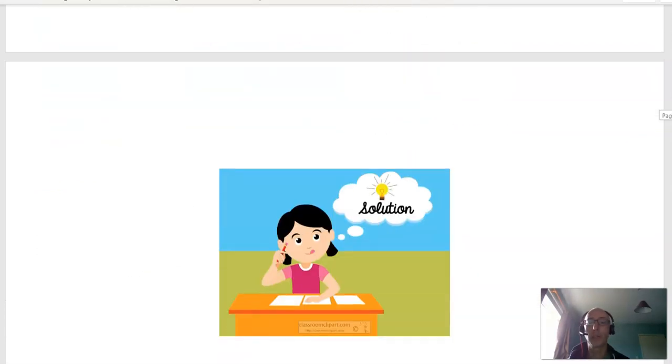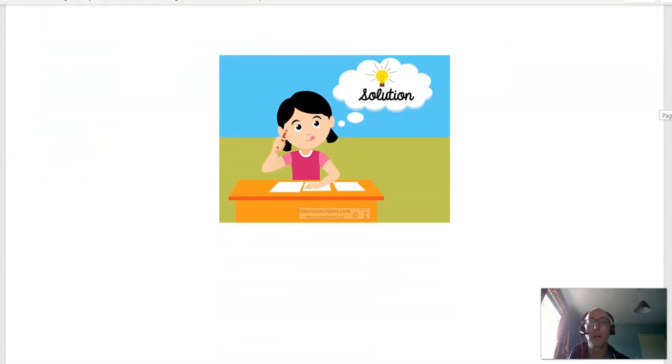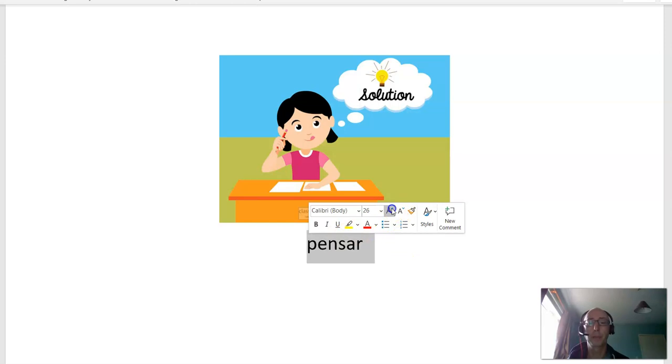So we have other verbs like this. We're going to see them in a second. First of all, let's do some practice. So let's look at the verb and let's look at the first person. Pensar. Pensar is the infinitive. Make it a little bigger.